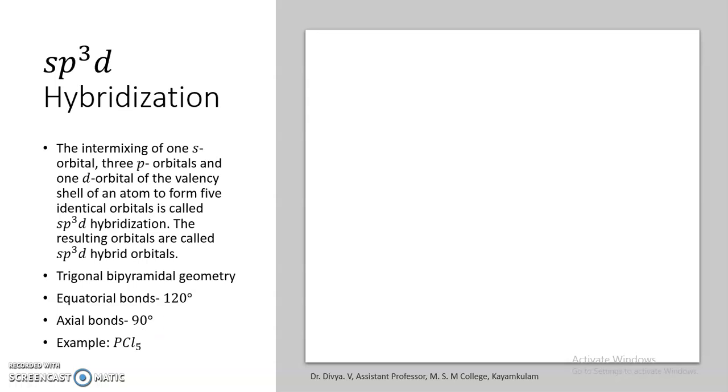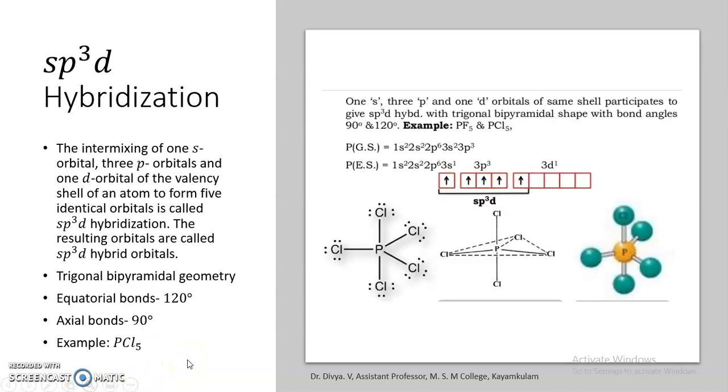See, this is the example, PCl5. This is the ground state electronic configuration of phosphorus.